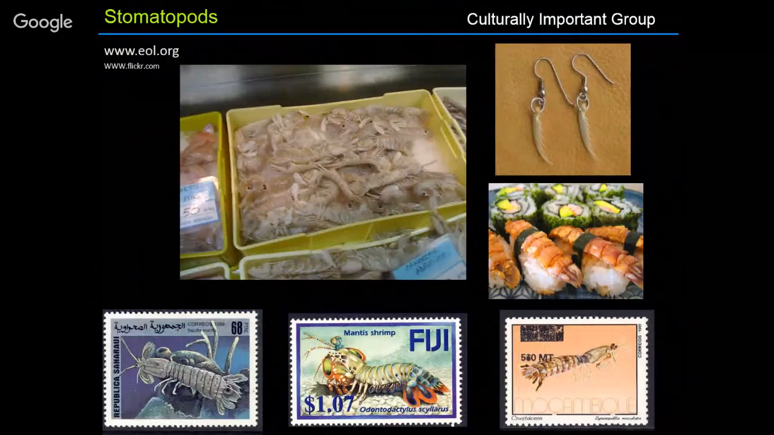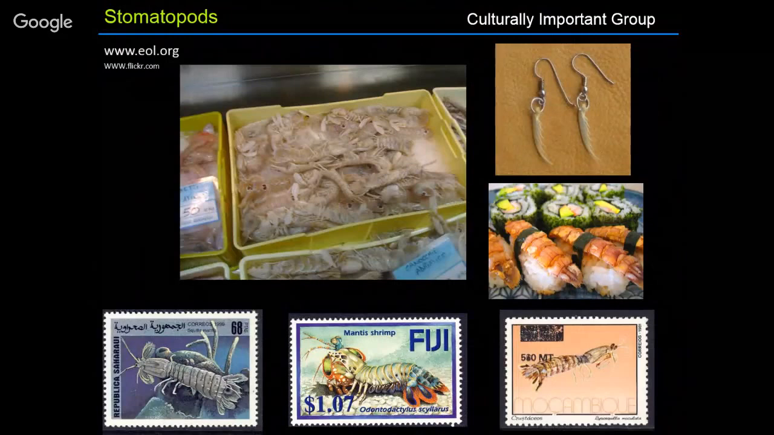Also, their raptorial appendages have been used for jewelry. In particular parts of the Pacific, they've been used to make weapons. And they've also been recognized as culturally important in... where is that? Republic Summer, whatever that is. I don't actually know. This was given to me by a friend. So if someone knows, I would love to know. Someplace that values stomatopods, so it's a good place as far as I'm concerned.